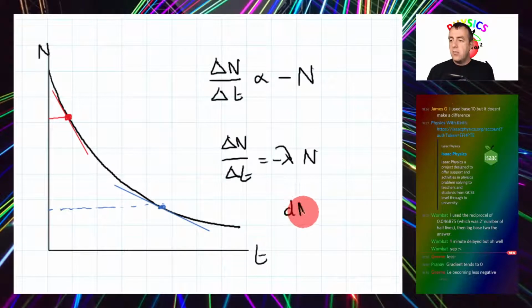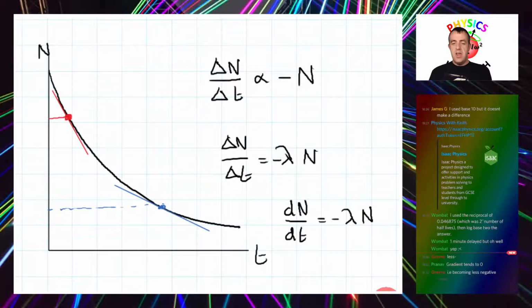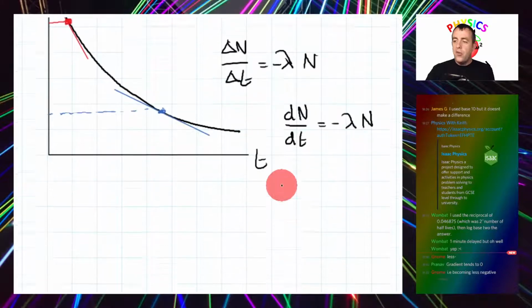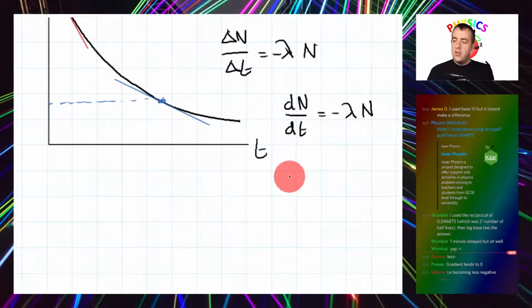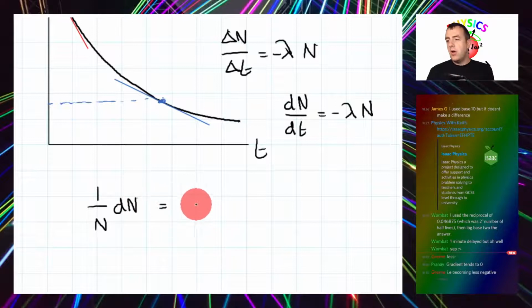So my deltas become d's, and we end up with dn by dt equals minus this constant of proportionality multiplied by n. That's a differential equation, and it's one of the standard differential equations that A-level students, even if they're not studying maths, ought to be able to solve. First thing you do is you gather together your like terms. So I'm going to divide through by n, and I'm going to multiply through by dt. And I'm doing that so that I get my dt's away from my n, but all my n's together.